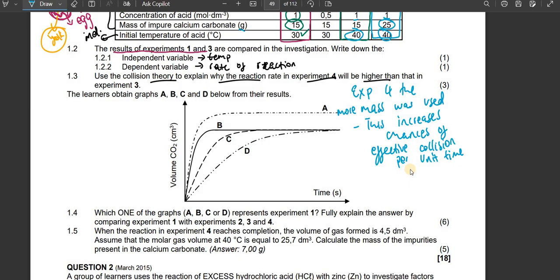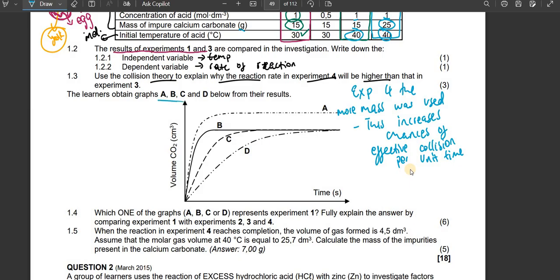Or you can tell them that if you have more mass that is used, more particles will collide with correct orientation, more particles will collide with sufficient energy, therefore more effective collisions per unit time. I actually recommend you answer it that way. You tell them more particles will collide with correct orientation, more particles will collide with sufficient energy, and therefore there will be more effective collisions per unit time, which increases the rate of the reaction.